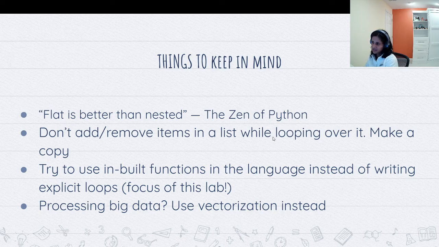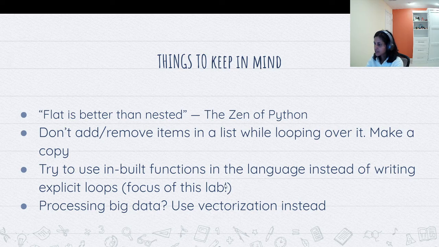Another thing to keep in mind is don't add or remove items in a list while looping over it. I gave you that egg analogy, right? Your exit criteria is when all your eggs are used up, but if with every iteration you keep adding an egg, you'll never get out of the loop. You want to make a copy and then change the copy. You can change the properties of an item, so you could edit an item in that sense. But if you're adding or removing items, it's like a state of sin. You don't want to go there, right?